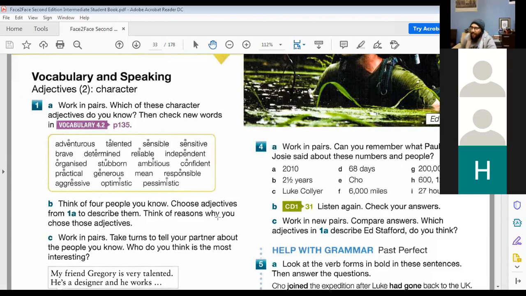If I say, for example, Ahmed is a very sensible man, what do you expect Ahmed's behavior to be like? If I say he's a very sensible man, what do you think? Intelligent. You're kind of close. It is related to the mind and the brain, but not intelligent. Yeah, he behaves as a normal person.